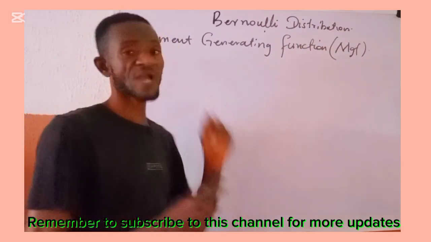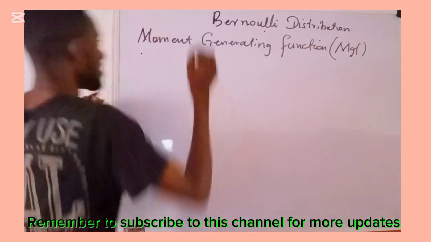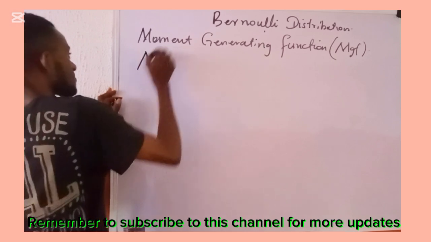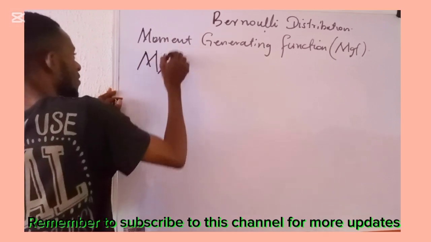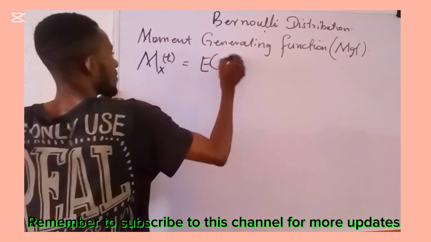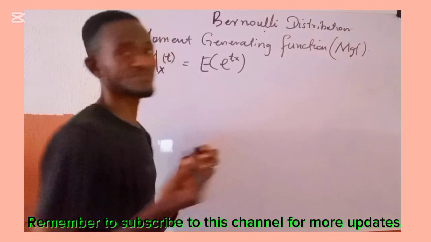So let me first of all now write the formula for moment generating function. The formula for MGF is given as M of x of t equals E of e to the power tx. This is how to write it.